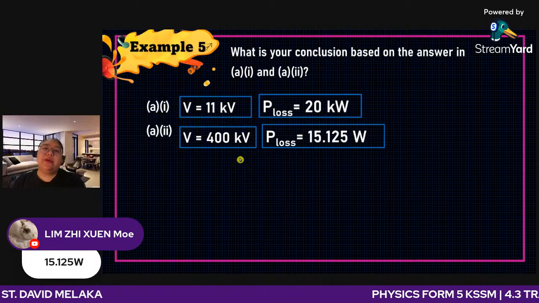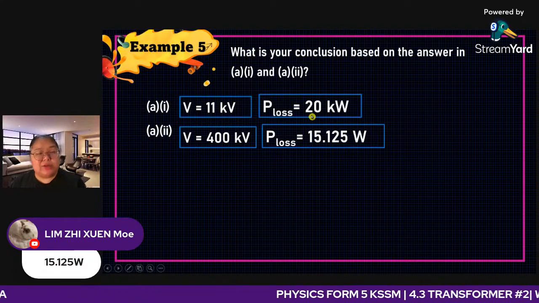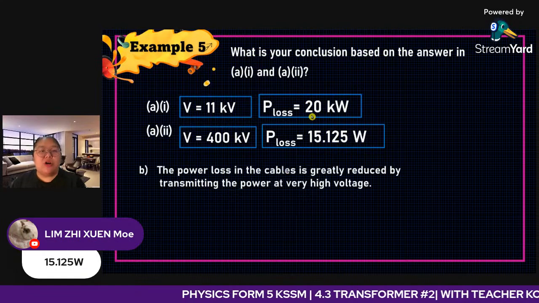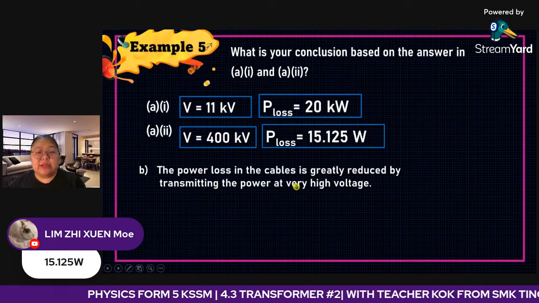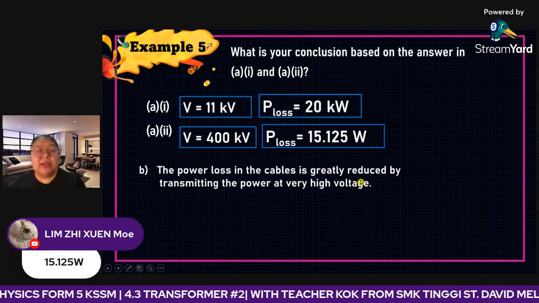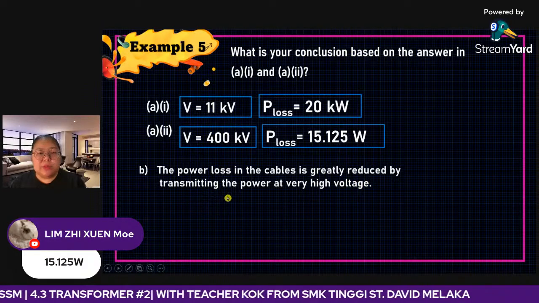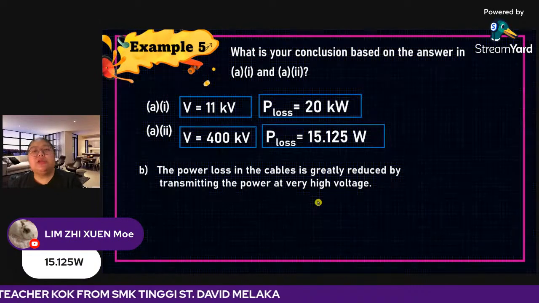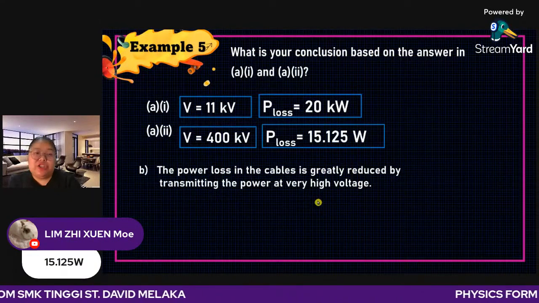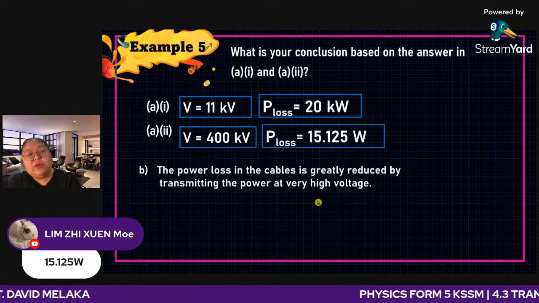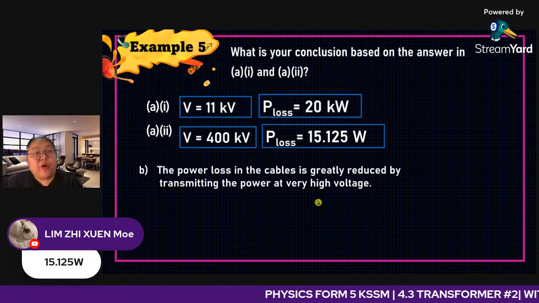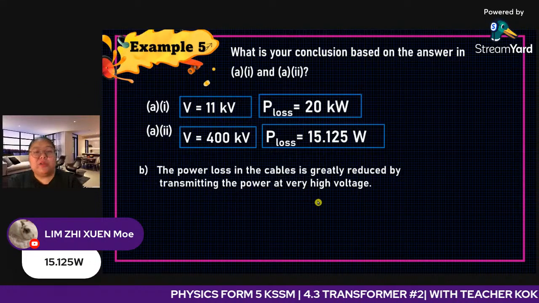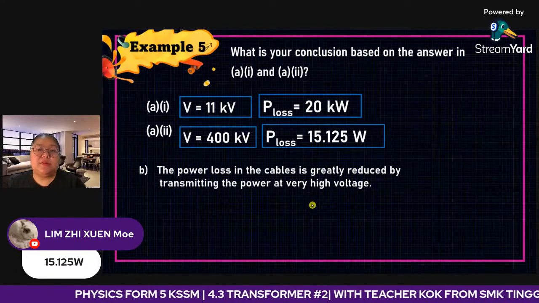From here they ask you what is your conclusion based on the answer just now. The conclusion is power loss in the cable is greatly reduced by transmitting power at high voltage. This is the conclusion we can make for the two calculations, one using 11K, another using 400K. So the power loss is a big difference.